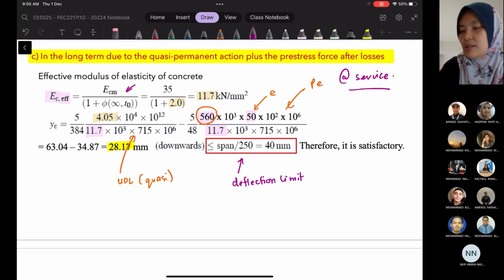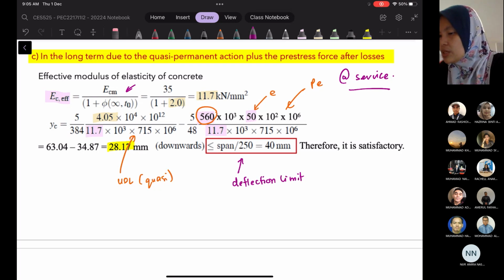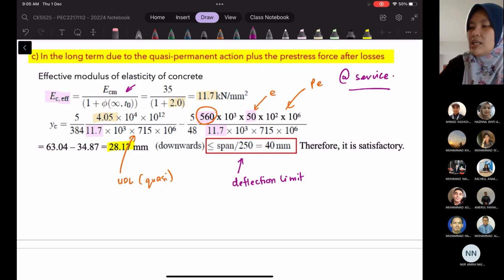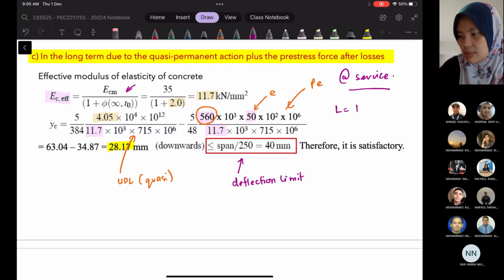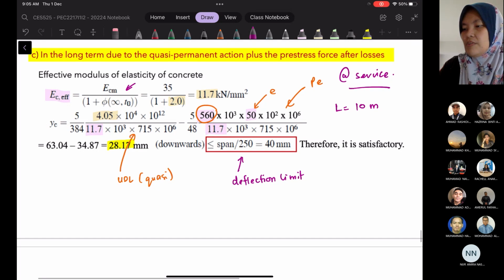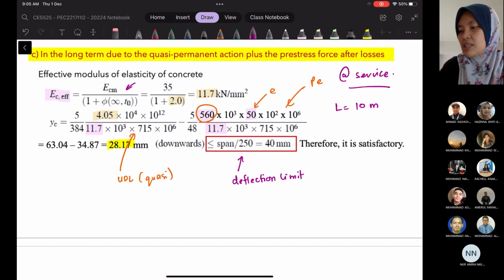We compare with the deflection limit, which has to be less than or equal to span over 250. For this question, the span length is 10 meters. So we substitute 10 meters, divided by 250. 10 meters is 10,000 mm.